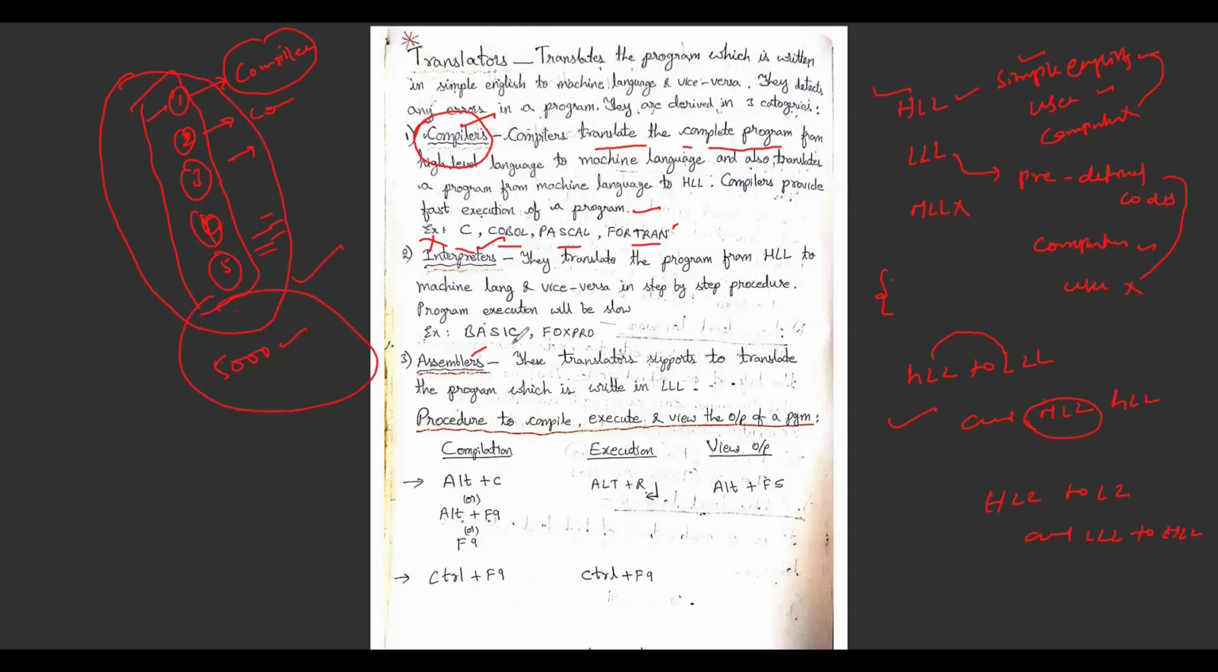So next you have assemblers. Out of these two, compilers I'm going to prefer. Got my point, I guess, right? And then you have assemblers. These translators support translating programs which are written in low-level language.